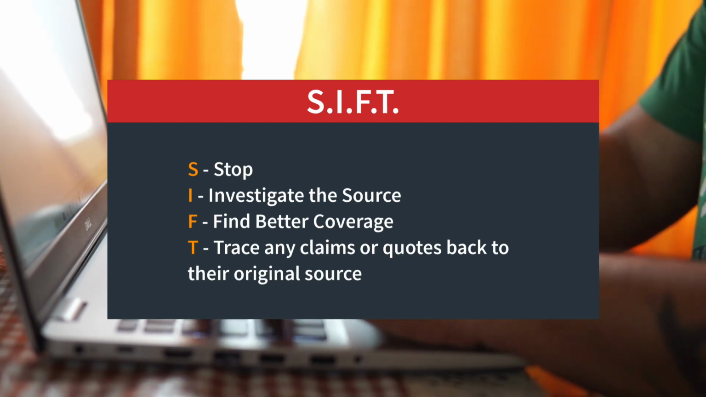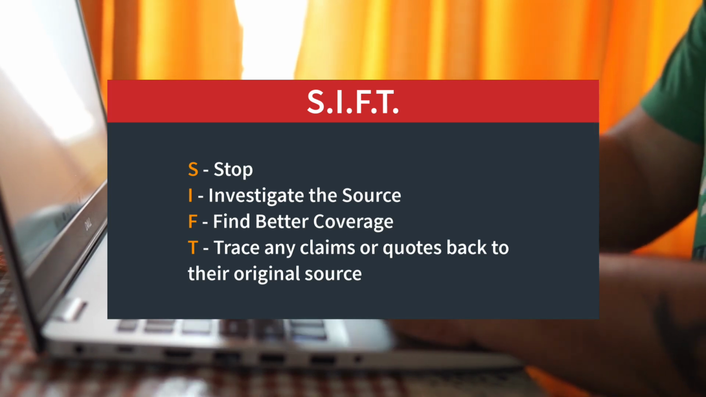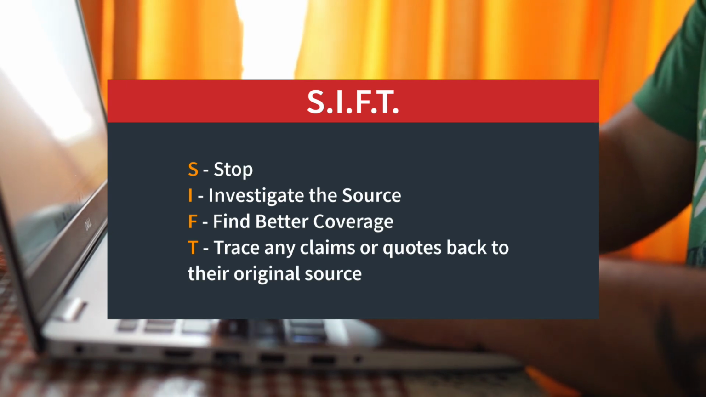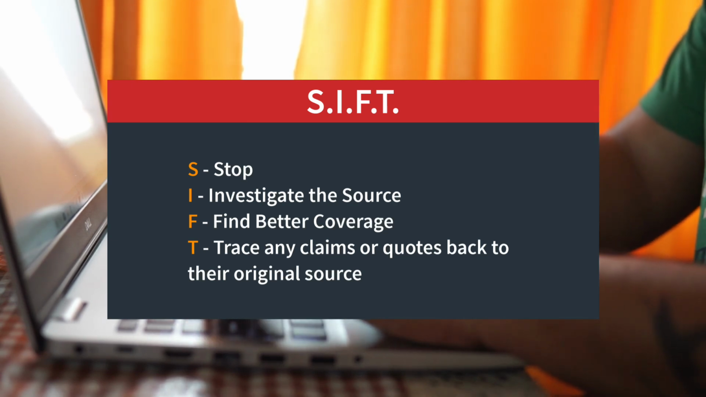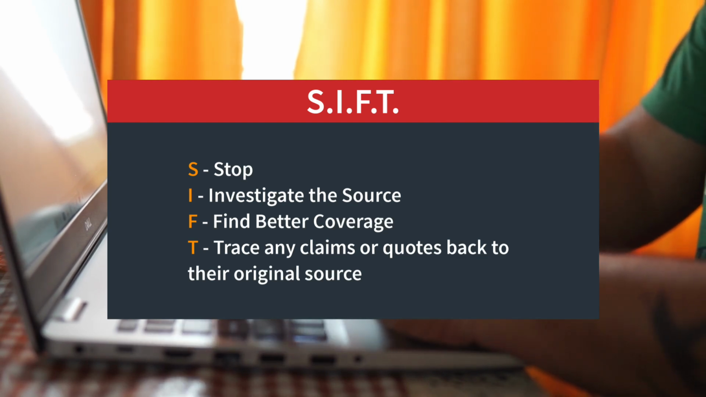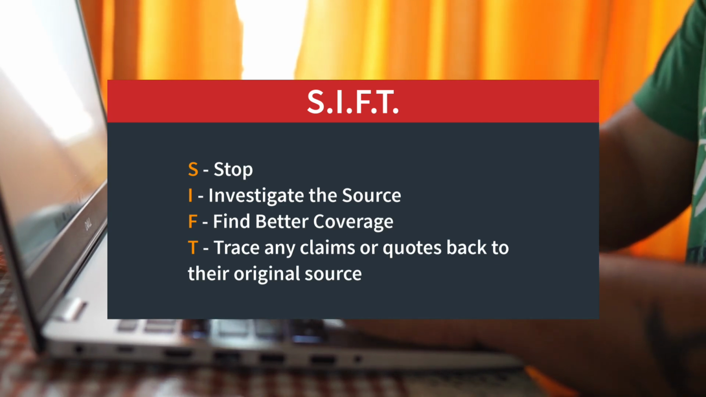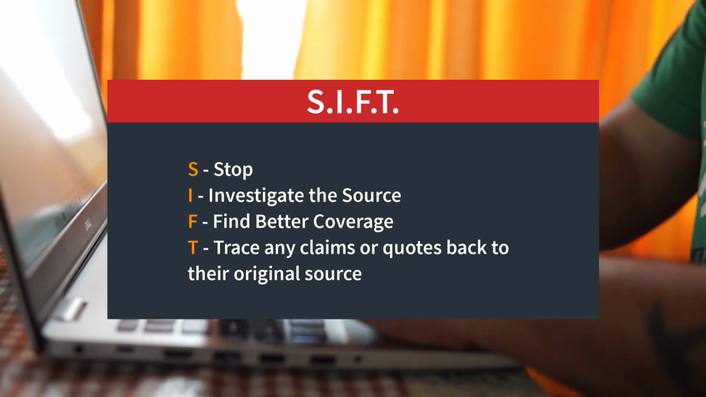Number 1, before getting too deep into a source, stop and ask yourself if you know anything about the source's origin, reputation, and/or its authors. Number 2, go online and investigate the source and its creation, double-checking for info on the source's publication using Google or even Wikipedia. Number 3, find additional coverage on your topic from different sources and/or authors to better identify any potential biases. And number 4, trace any claims or quotes back to their original sources, confirming that any evidence used in the source is accurate and representative of the topic.